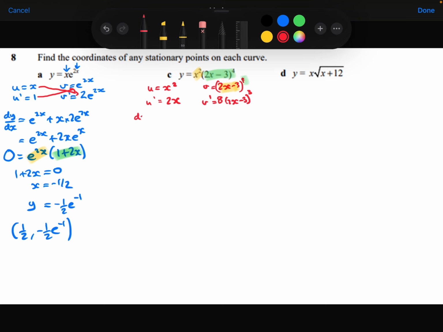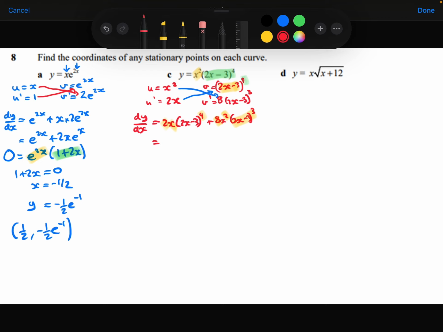Right, so let's apply the product rule then. So I've got u dash times v plus v dash times u. So 2x times 2x minus 3 to the power 4 plus 8x squared times 2x minus 3 to the power 3. And we can do some factorising here because we've got a 2 in both of these terms here. We've also got an x in both of these terms. And we've also got a 2x minus 3 cubed in both of these terms as well.